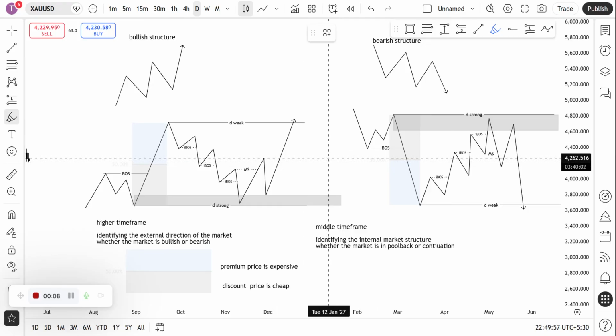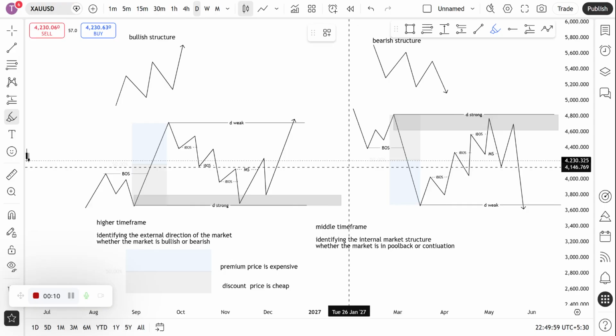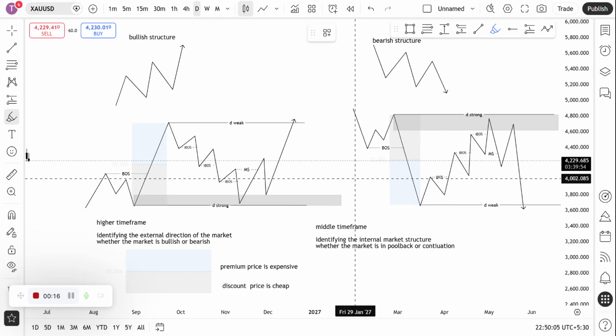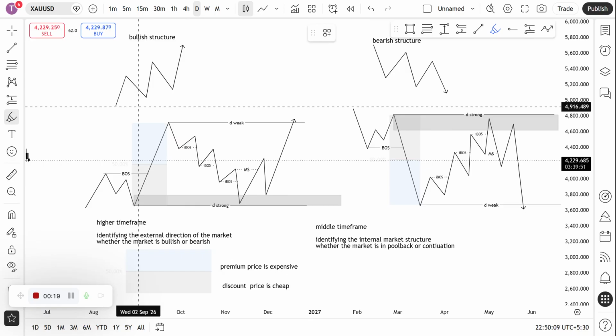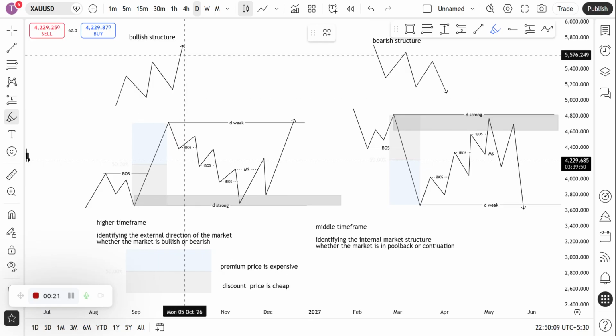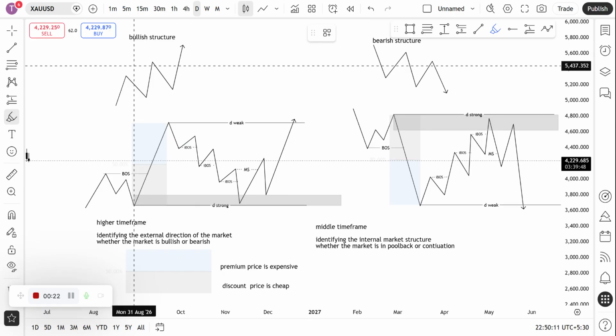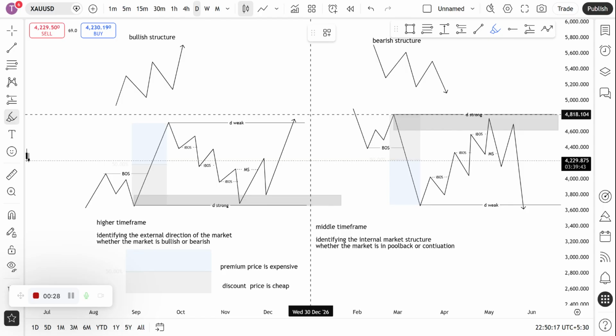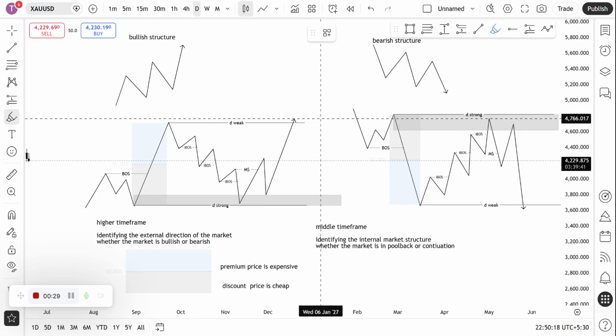So today I'm going to explain my mechanical strategy. This is very simple and easy to understand, even for a beginner. So number one is to identify the market structure. Is it a bullish market structure, a bearish market structure, or a consolidation? Usually I don't talk about consolidation because I don't trade consolidation.